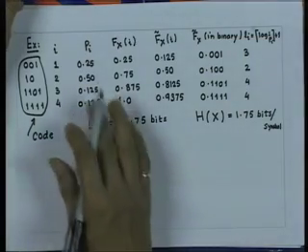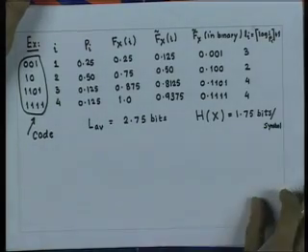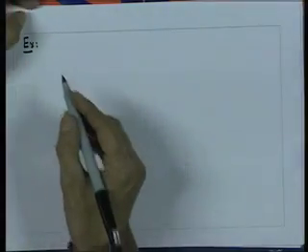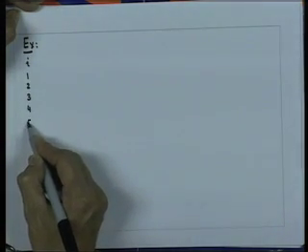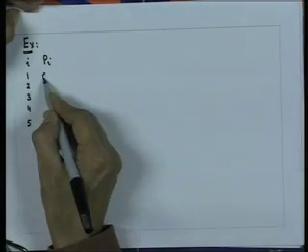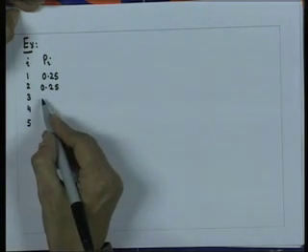Now, this we have seen for the case where the distribution is dyadic, but if the distribution is not dyadic, let us look at that example. So, for the case where the distribution is not dyadic, I have a source consisting of 5 source symbols with the probabilities pi given as follows.